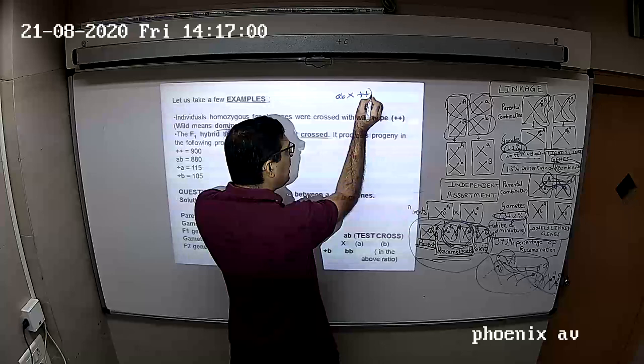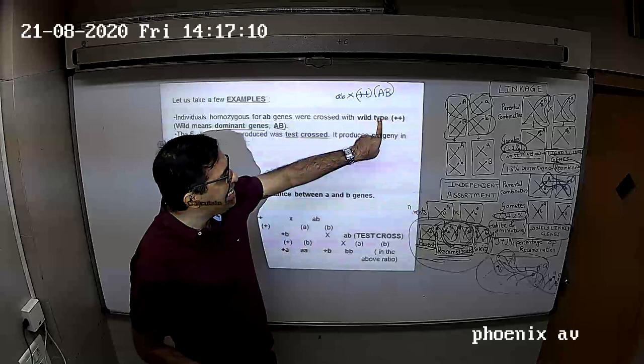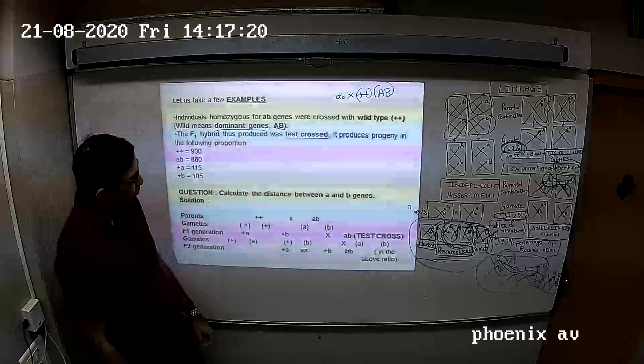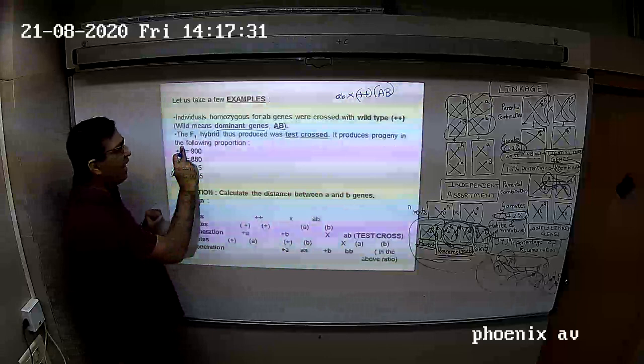In simple words, capital A, capital B, the dominant type. So they can give you the question as capital A, capital B, or they can say wild type plus plus. And the F1 hybrid thus produced was test crossed. As we just said, you do a test cross, and it produces progeny in the following proportion.